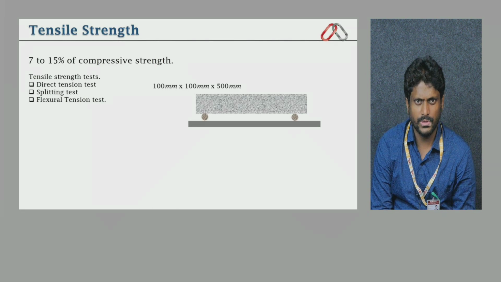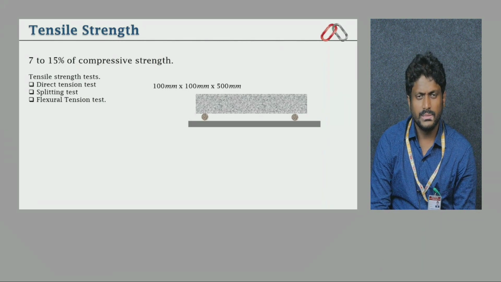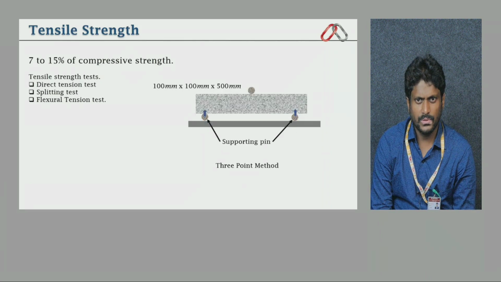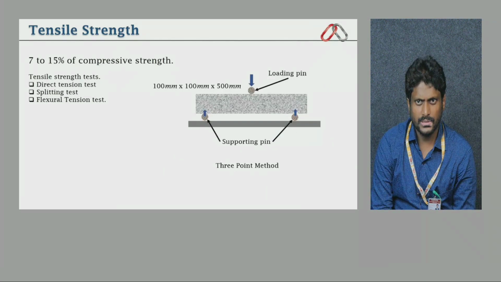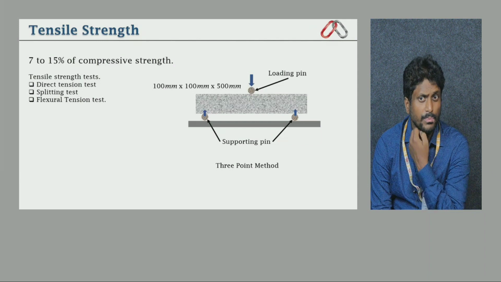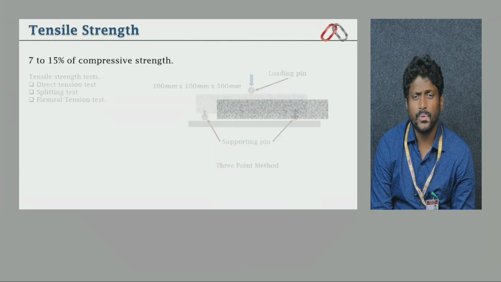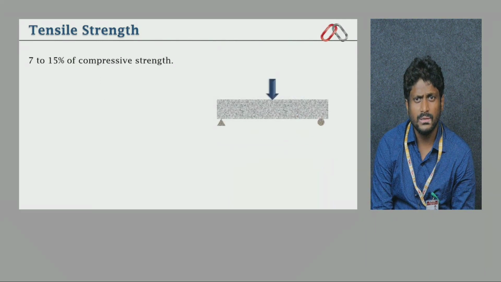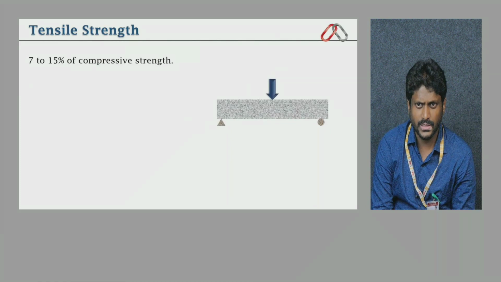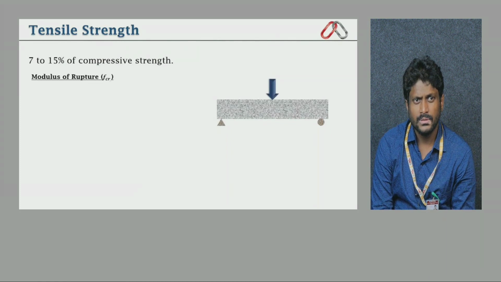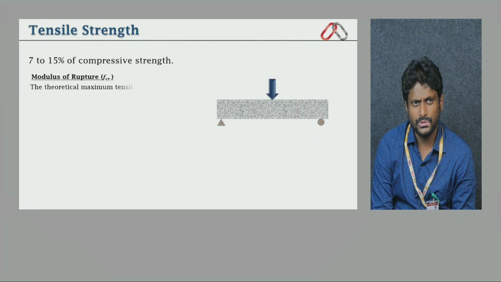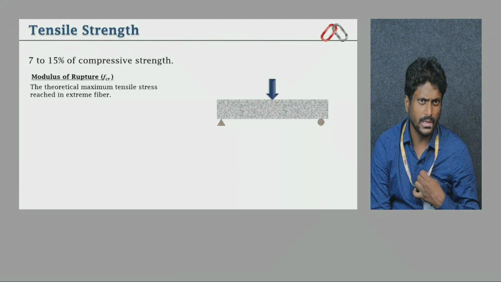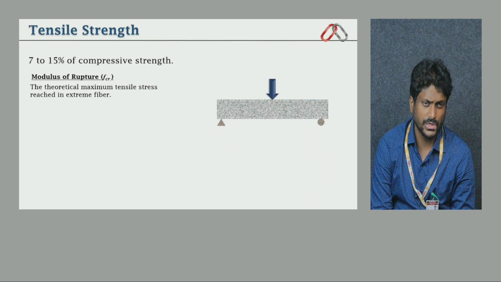The size of the member is 100 mm by 100 mm by 500 mm. So it is one small beam or prism. You can apply the 3-point load method, with a center point load, a load pin, and 2 supporting points. Then you can see the effect, how it is deflecting and how the crack is forming over there. Then the modulus of rupture, which we used to call the tensile strength of concrete, is nothing but the theoretical maximum tensile stress reached in the extreme fiber.